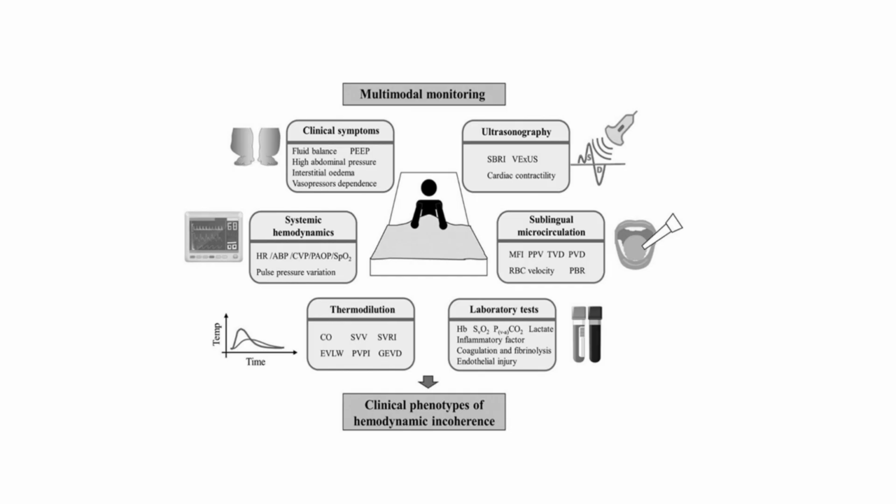When we integrate all these modalities, we can identify different clinical phenotypes of hemodynamic incoherence. In other words, patients may have similar blood pressure or cardiac output, but very different microcirculatory and metabolic states. The key takeaway from this slide is that normalizing blood pressure does not guarantee adequate tissue perfusion. Therefore, effective resuscitation requires a comprehensive, multimodal approach to truly optimize oxygen delivery at the tissue level.